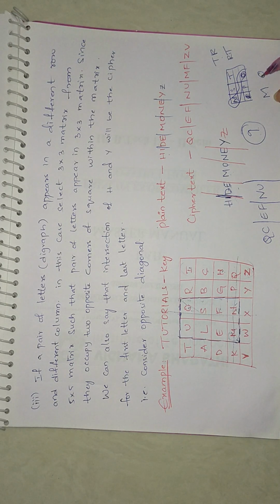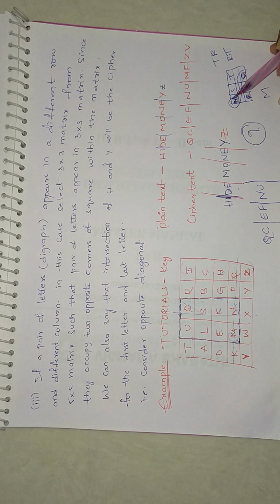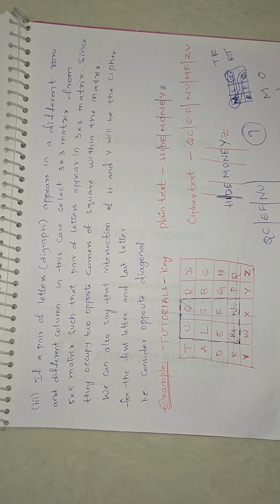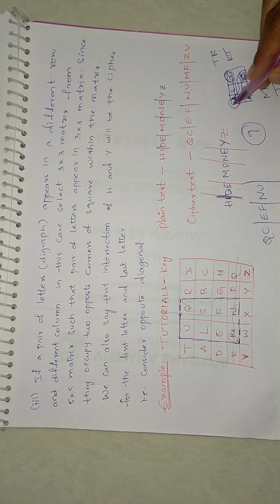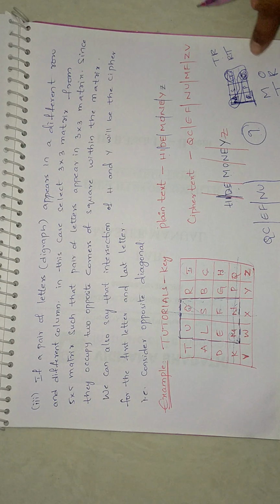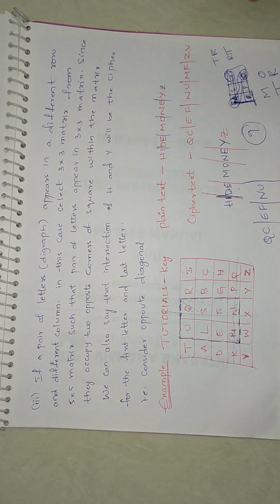If the order is M and O, first M is there. So what is the other diagonal? It's T, R. M is in this row, so for M it should be this last element, which is T. For O, the last element is R. That means the matrix's last element in the row will be the answer. Ultimately, it will be the opposite diagonal only.